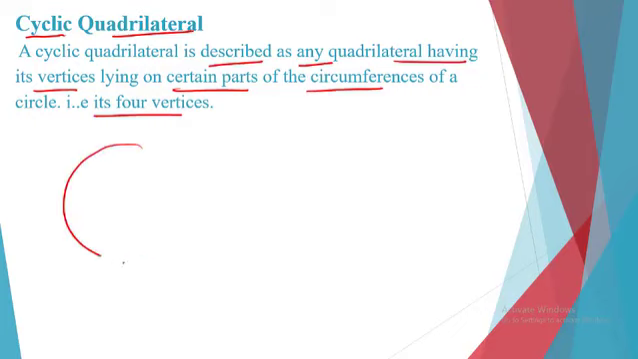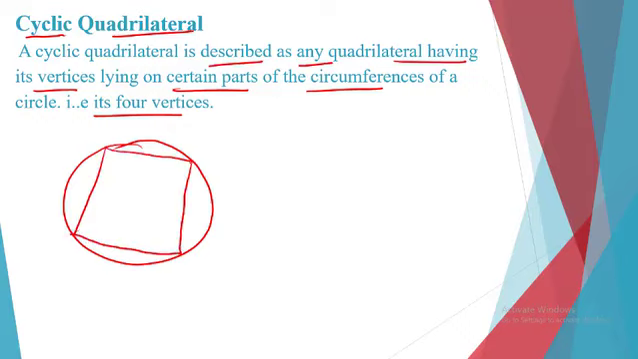For instance, if we have a circle and then we have this, okay, and then we'll have something like this. Now these are the vertices A, B, C and D. Okay, the vertices are lying on a certain part of the circumference of this circle. So we say that this is what a cyclic quadrilateral is.